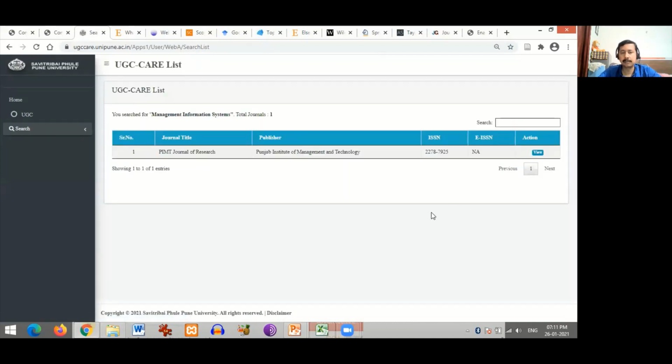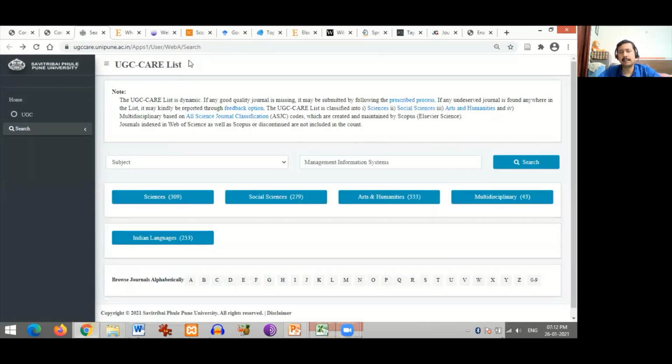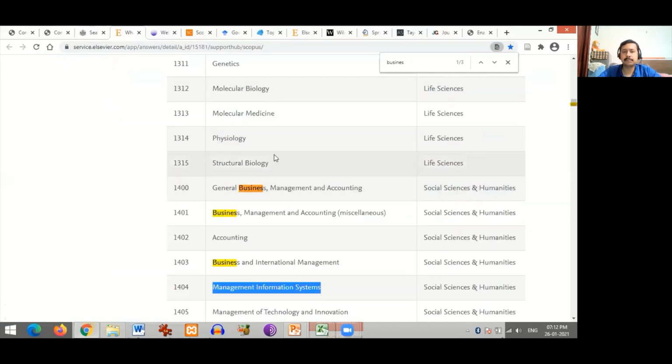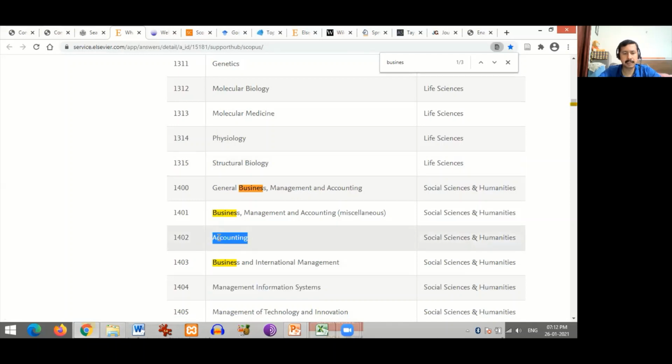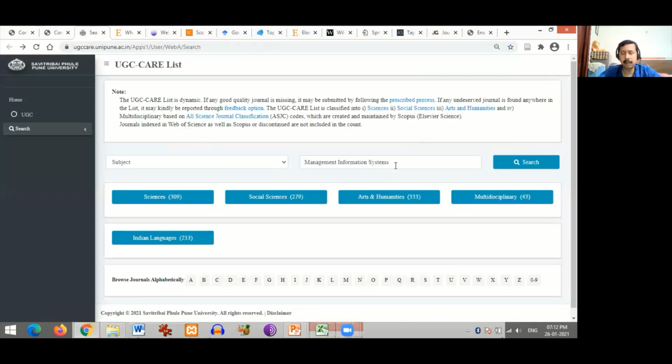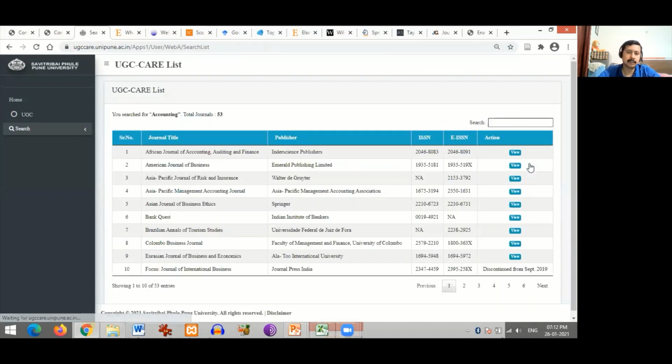I find one journal, PIMT Journal of Research, which matches the subject management information systems. You may try with other terms in management and accounting. For instance, let me try with accounting. If you're looking for the accounting part in commerce, you may go for accounting instead of using the word commerce for subject search. So I find about 53 entries, meaning 53 journals which publish on accounting and accounting practices.